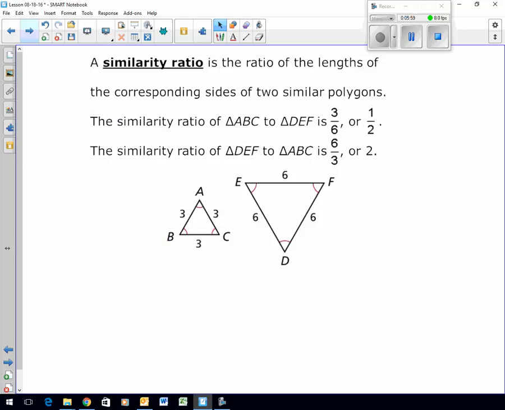Right here, you need to write down this first sentence. Similarity ratio is the ratio of the lengths of the corresponding sides of two similar polygons.